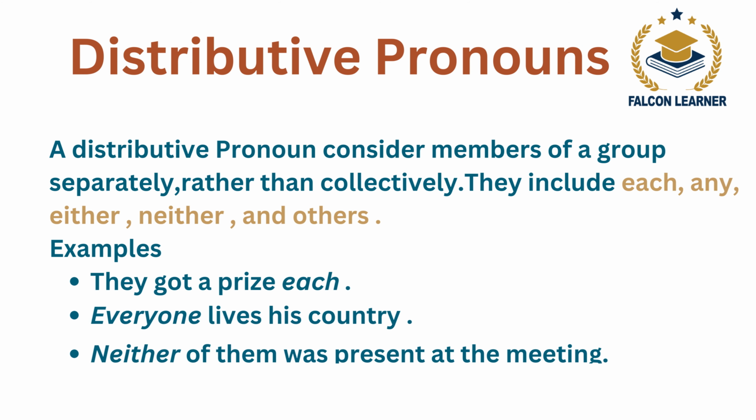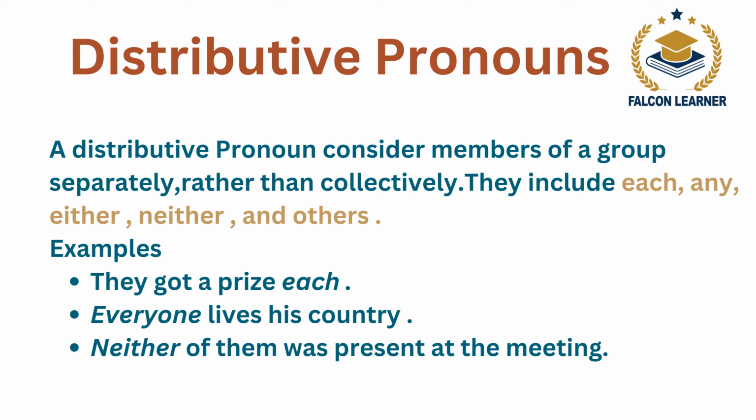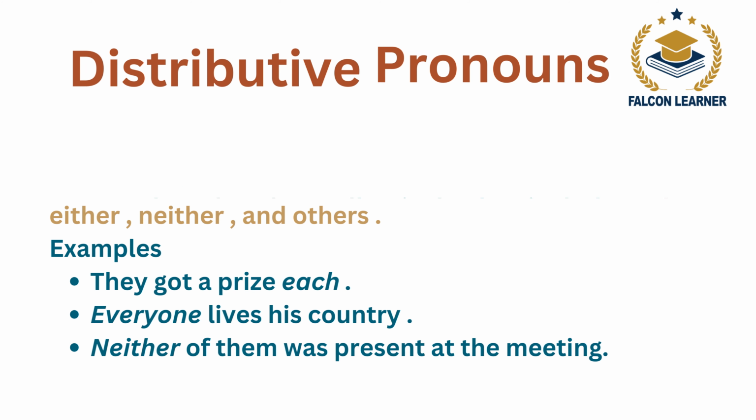Distributive pronouns. A distributive pronoun considers members of a group separately, rather than collectively. They include each, any, either, neither, and others. Examples: They got a prize each. Everyone loves his country. Neither of them was present at the meeting.